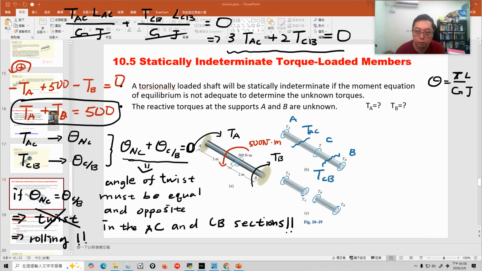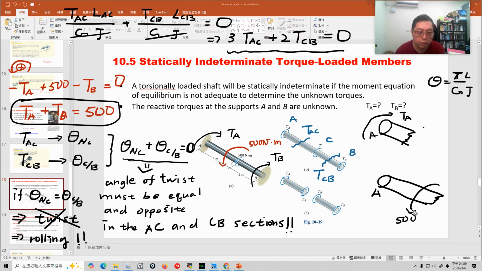Okay, let's use the cut section method to obtain TAC and TCB. Maybe we just draw from here. Here is A, and the cut section here is the TA. We assume TA is in this direction. There's another section here, this A. The cut section here is A, and then here is 500. And this is TA. Also at this cut section, we will have TAC.